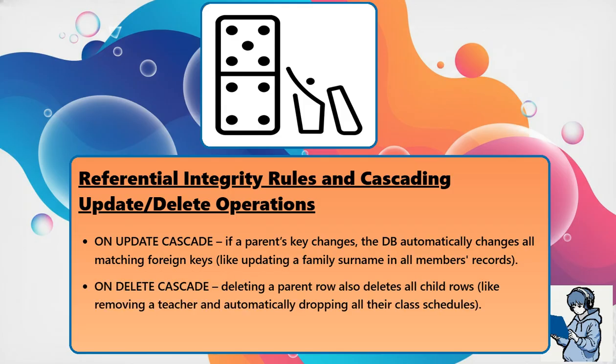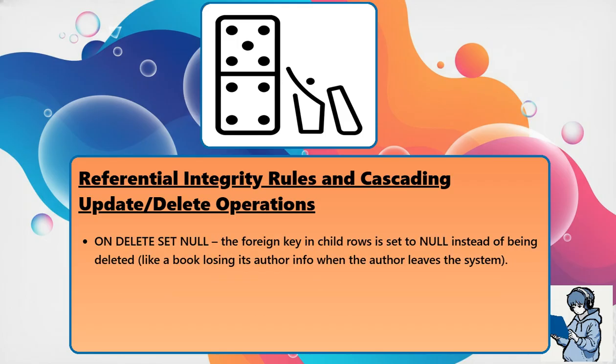On delete cascade, deleting a parent row also deletes all child rows, like removing a teacher and automatically dropping all their class schedules. On delete set null, the foreign key in child rows is set to null instead of being deleted, like a book losing its author info when the author leaves the system. These rules keep the database from ending up with broken references.